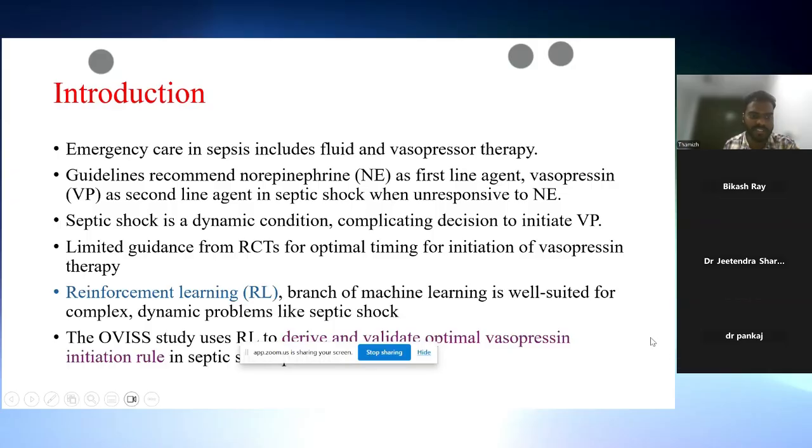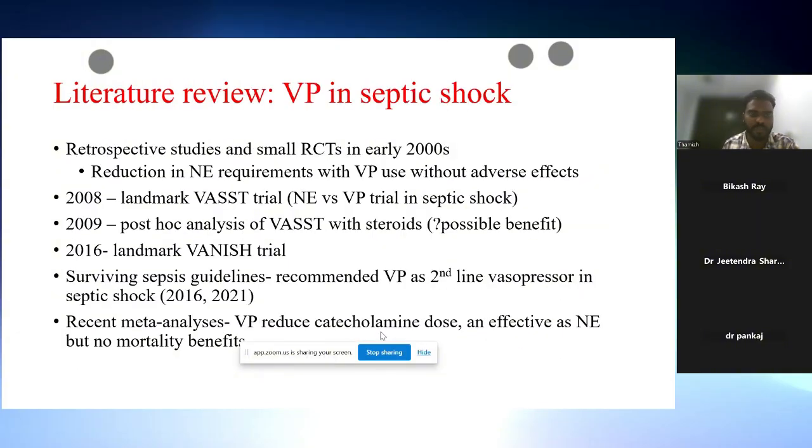So for such a complex dynamic problem like septic shock, reinforcement learning, which is a branch of machine learning, can be very helpful. So this study uses reinforcement learning for derivation and validation of an optimal vasopressin initiation rule in septic shock. So before going into the study, just a few slides regarding the literature review on vasopressin in septic shock.